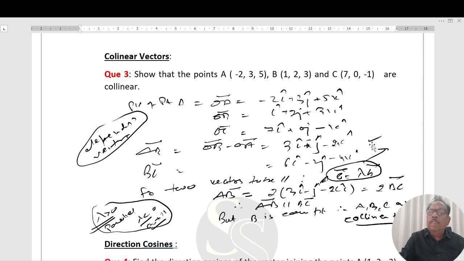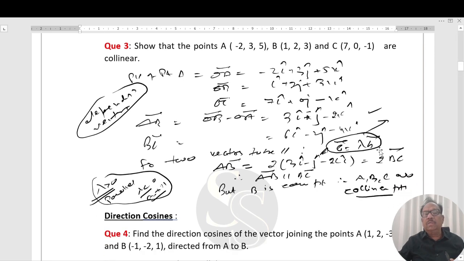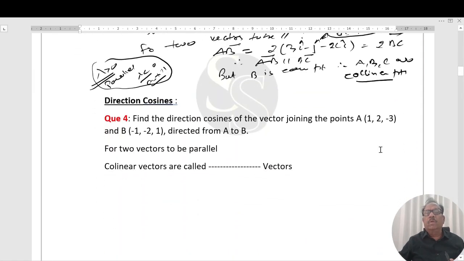In this case, one vector is AB, the second vector is BC, and they come out to be satisfying this condition, but point B is common. Therefore, they are parallel and collinear, right? Okay, next, let's start the next question.